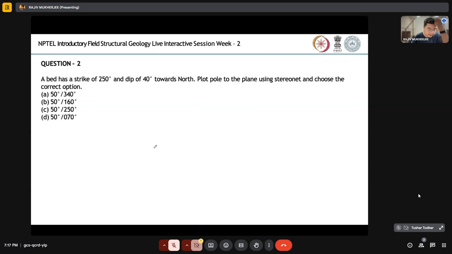The second question says that a bed has a strike of 250 degrees and the dip of 40 degrees towards north. Plot the pole to the plane using a stereonet and choose the correct option. Again, I'm drawing a freehand stereonet. Yeah, this one's much better than the first one.